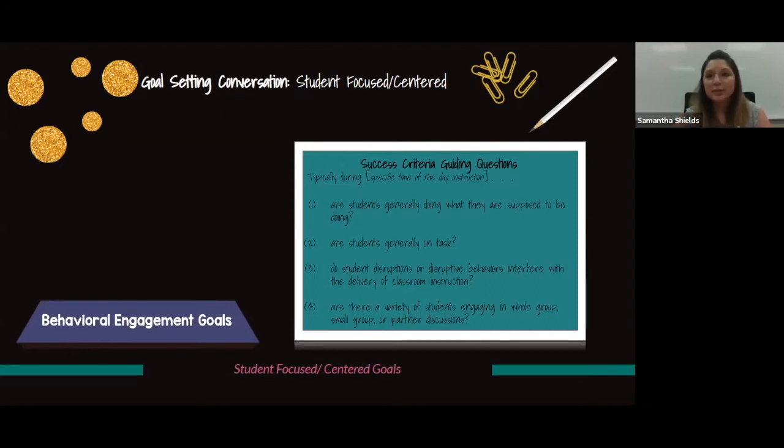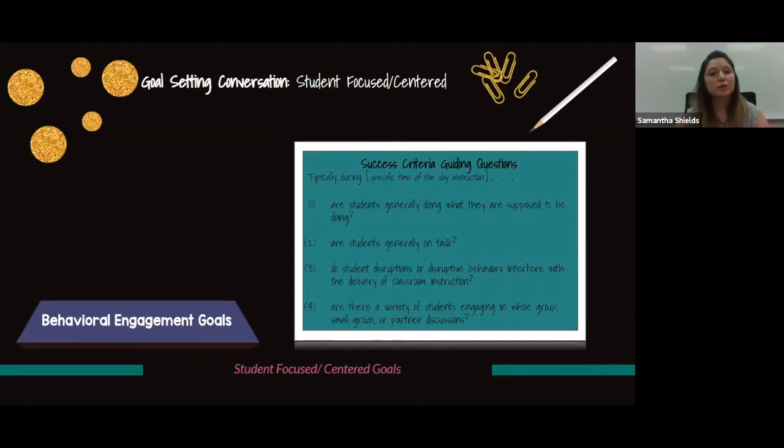And so think about this. You sit with a teacher and she's like, okay, I want to do a goal for this unit on XYZ standard. Okay, great. So let's sit and talk about this. During this time of the day, let's pretend it's their reading time of the day. Typically during your reading time, are students generally doing what they're supposed to be doing? Are students generally on task? Do student disruptions or disruptive behaviors intervene in the delivery of classroom instruction? Are there a variety of students engaging in the whole group, small group, or partner discussions?